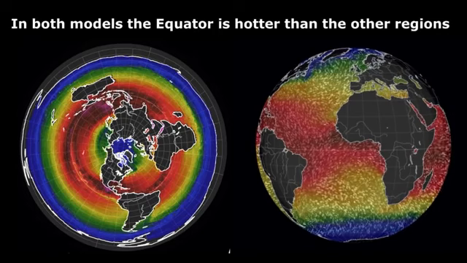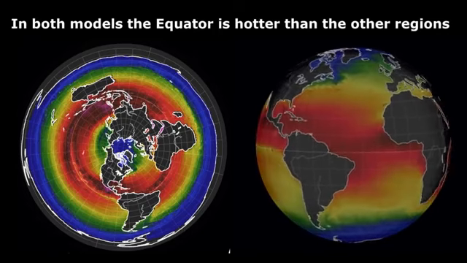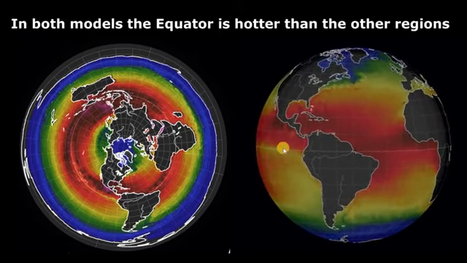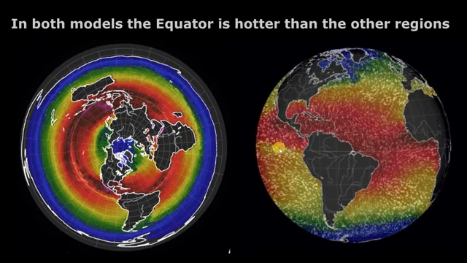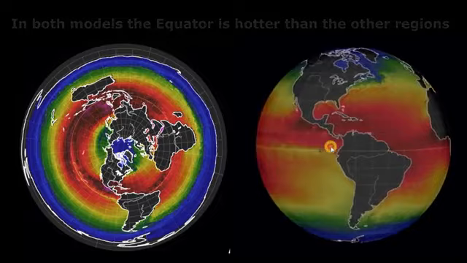But one thing both models have in common: both are aware that the circular equatorial region is hotter due to the fact that the sun's heat covers that region more than the tropics.